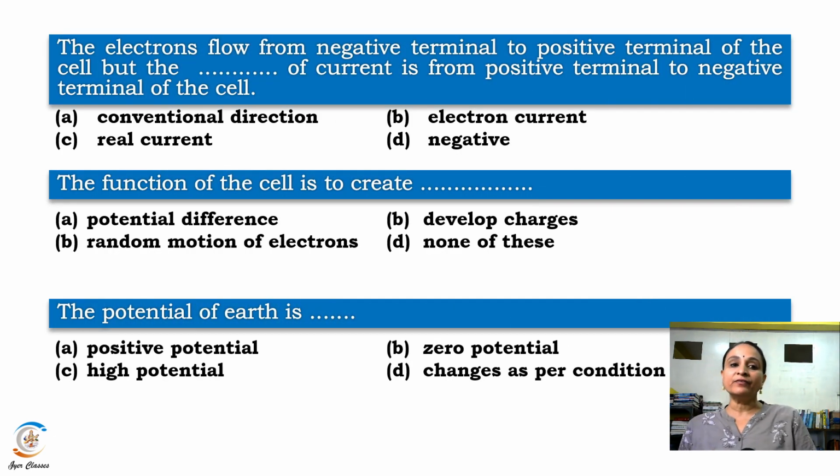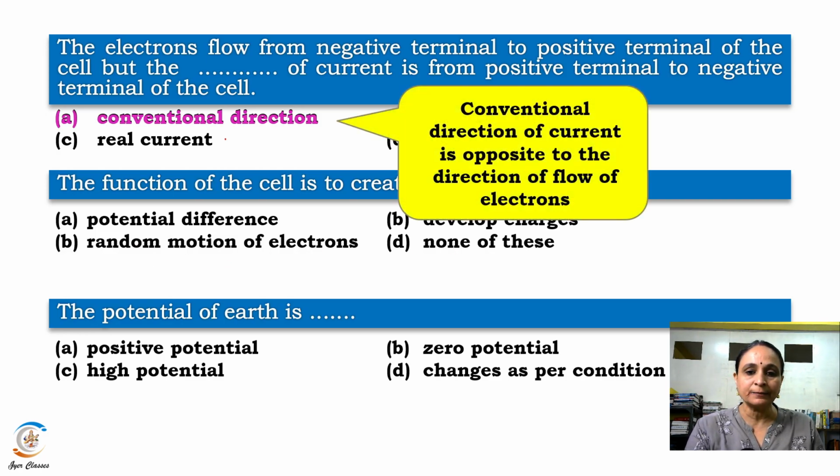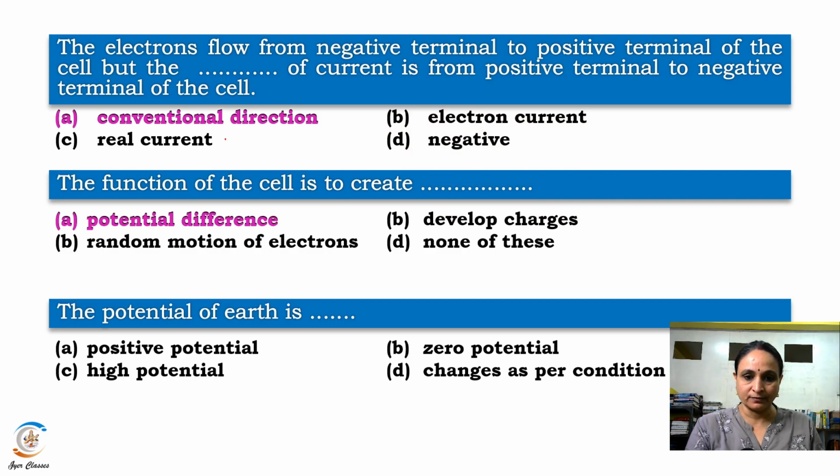Now, let us answer again a few questions. Electrons flow from the negative terminal to the positive terminal of the cell, but the direction of the current is from the positive terminal to the negative terminal of the cell. The options are conventional current, electron current, real current, negative. Which is the correct answer? Conventional current. Very good. What is the function of the cell? The function of the cell is to create potential difference, develop charges, random motion of electrons, none of these. Give me the answer fast. Potential difference. Very good.